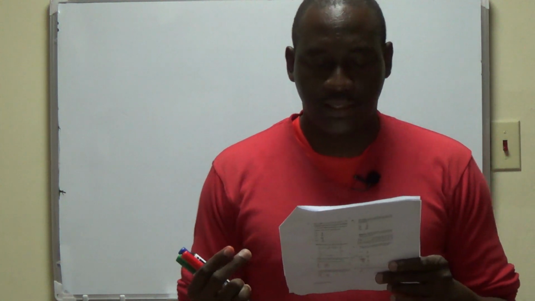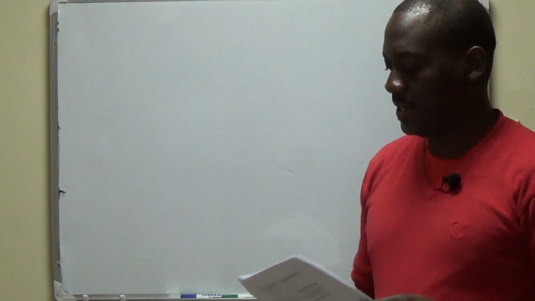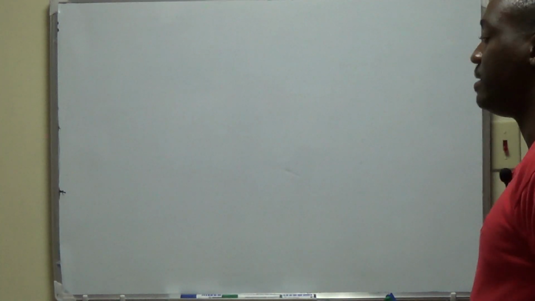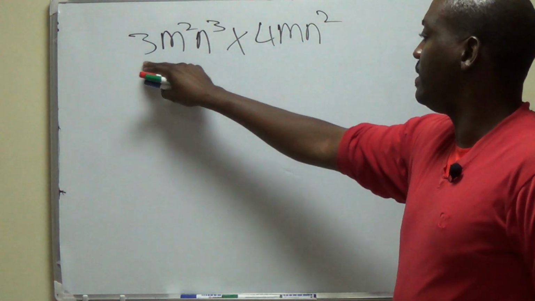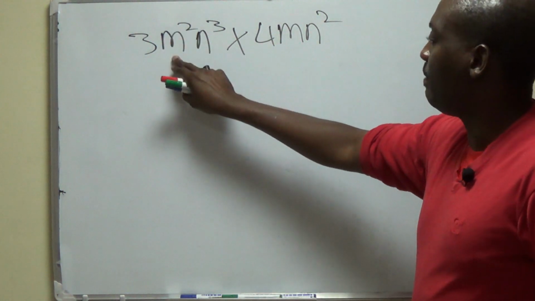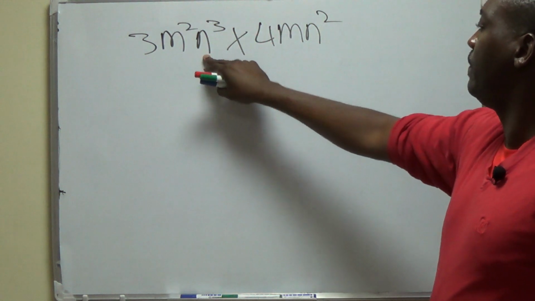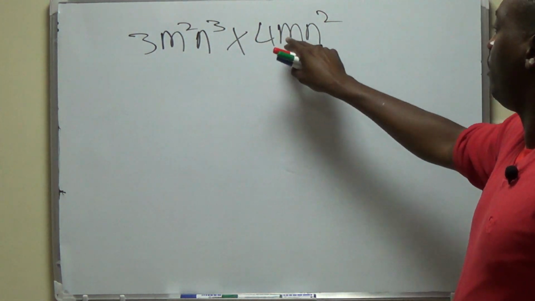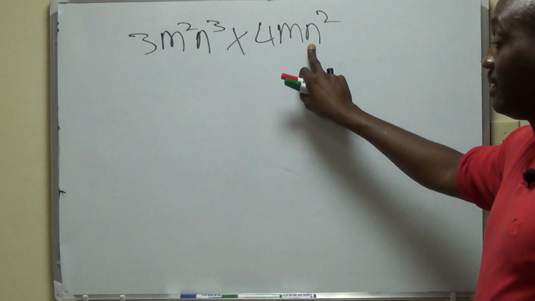3m squared n cubed multiplied by 4mn squared. Again, classic algebra, question 2 in your paper 2. Alright, so you have 3m squared n cubed multiplied by 4mn squared. Now we are multiplying, right? We know that this expression here means 3 multiplied by m squared multiplied by n cubed. This is multiplied by 4 multiplied by m multiplied by n squared.